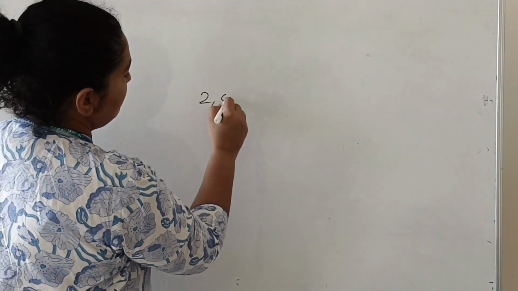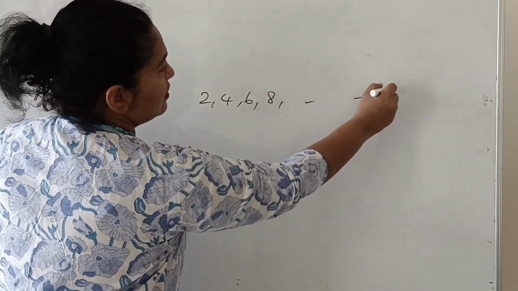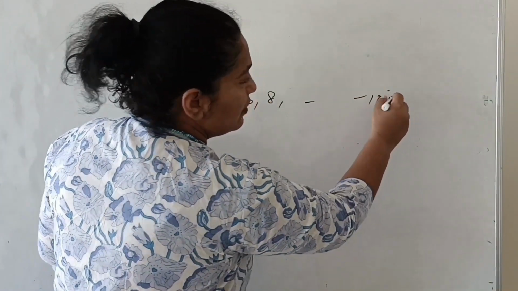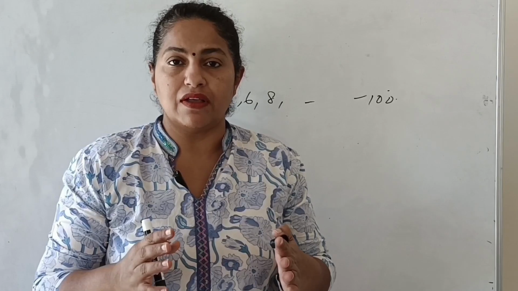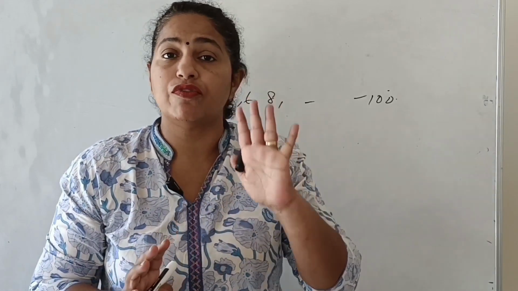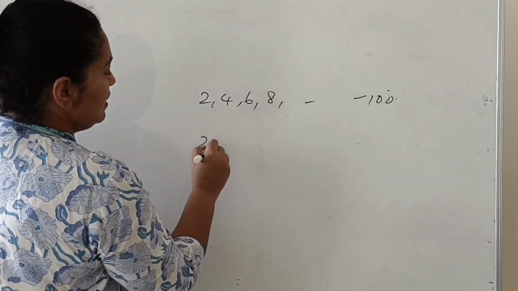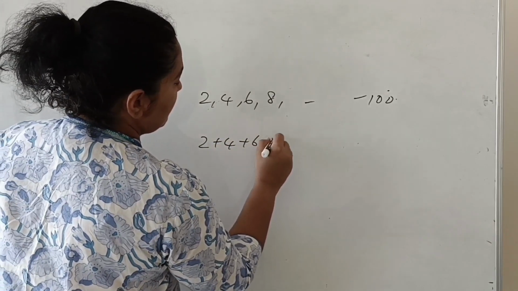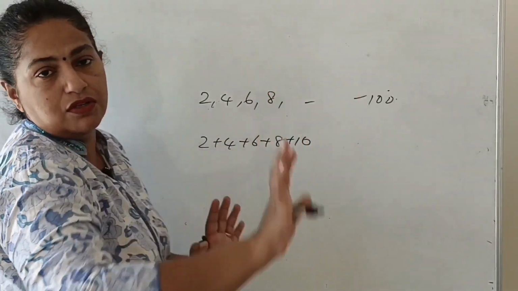So now let us move on to the sum of n terms of an AP. What do you mean by the sum of n terms? Basically, it means if you have an AP, for example, 2, 4, 6, 8, going till 100, and someone asks you to find the sum of the first 5 terms, it's very easy. 2 plus 4 plus 6 plus 8 plus 10, and whatever you get is the final answer.